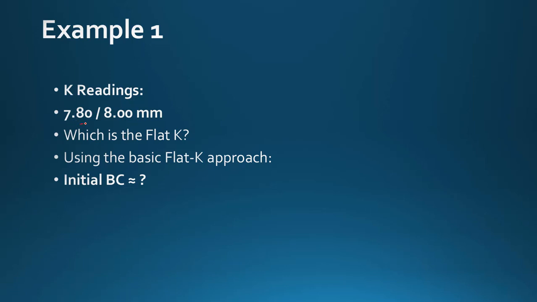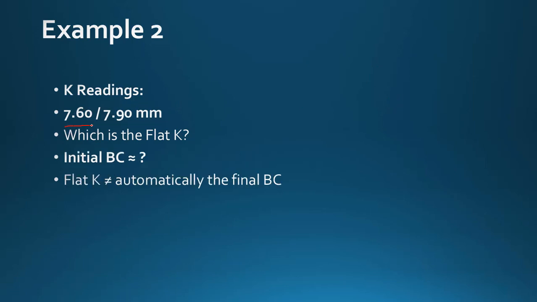We have a patient with K reading 7.8 and 8 millimeter. So the flat K will obviously be the value which is greater in millimeter, that would be 8. So 8 is our flattest K, and using the basic flat K approach, initial base curve again plus or minus 0.1, it would be 7.9 or 8.1. This is your starting base curve for GP lens. Example 2, here we have 7.6 and 7.9. So the flat K is 7.9. Again, if you add 0.1, it will become 8, or if you subtract 0.1, it will become 7.8. So you can choose either 7.8 or 8 millimeter base curve of the contact lens.